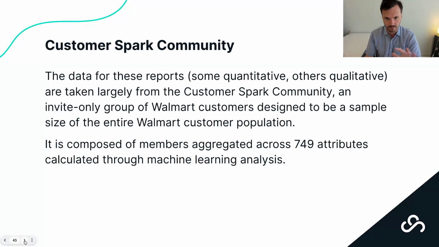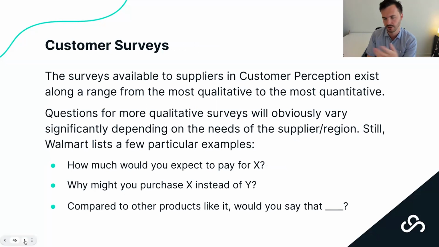And then again, insights can be drawn, though how valuable it is to your company will change a lot depending on what kind of numbers you're doing, how many departments you're in, how many categories you're in, and all that. But this group is composed of members aggregated across 749 attributes. And this is, again, I think a direct quote, calculated through machine learning analysis. Okay, so it was the machine that came up with these attributes, not us. It is really fascinating that there are so many. And so from there, they're using that to make insights based off of traded stores and locations and all that too.